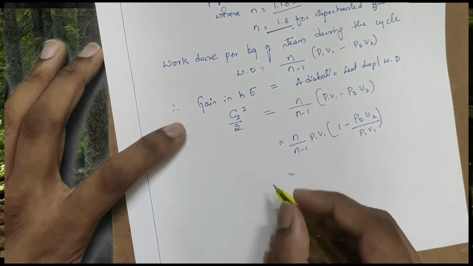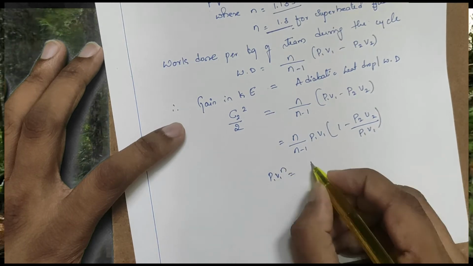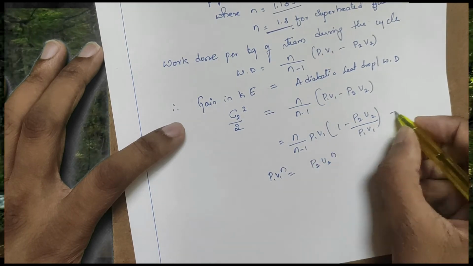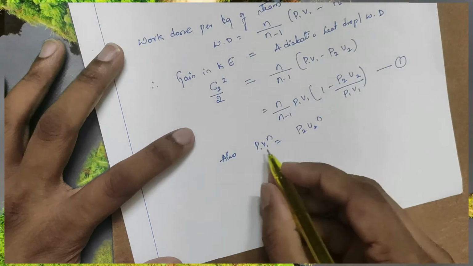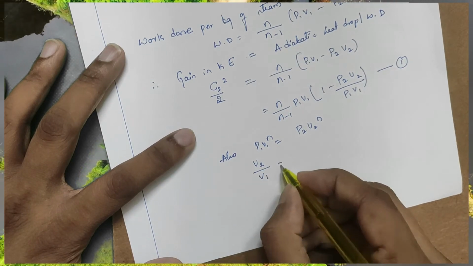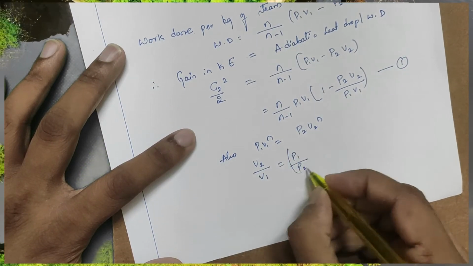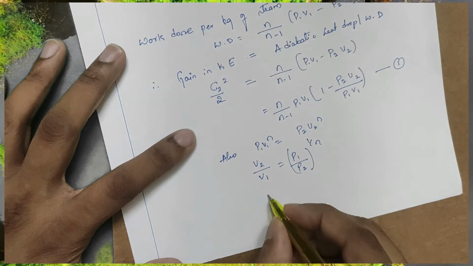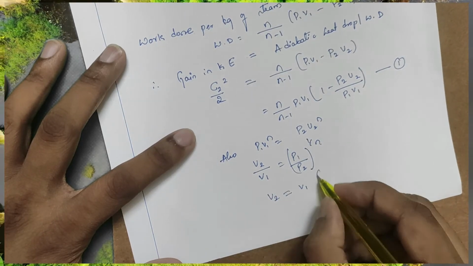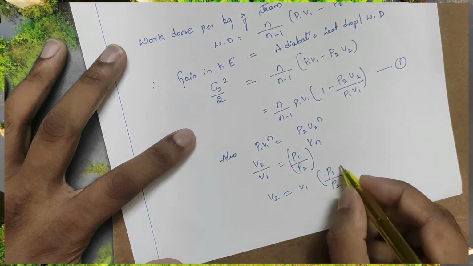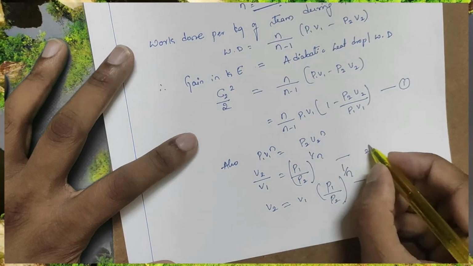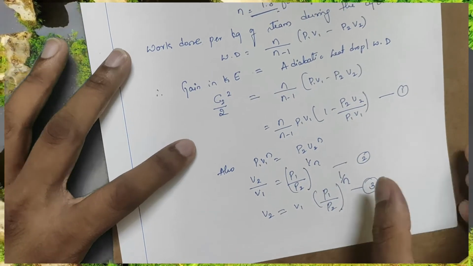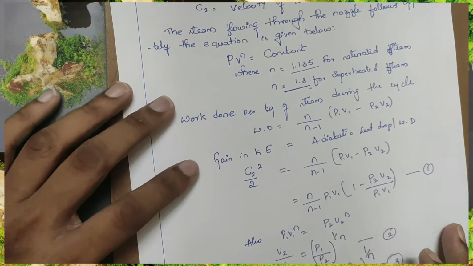Again, see, P1 V1 power n is equal to P2 V2 power n, where n is the adiabatic polytropic index, as you know. Next, you can take V2 by V1 equal to (P1 by P2) power 1 by n, or V2 is equal to V1 into (P1 by P2) power 1 by n. You can take this as equation number 2, and equation number 3. Now you have to substitute.